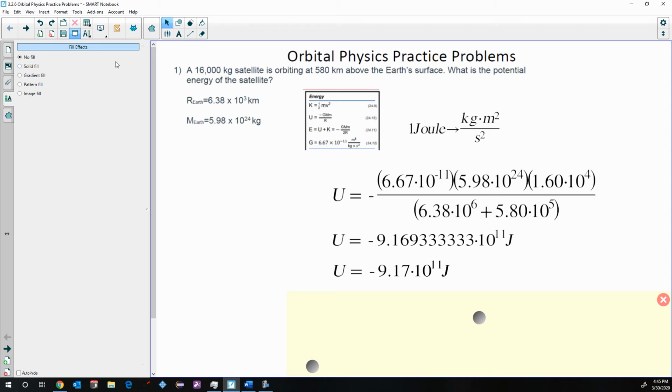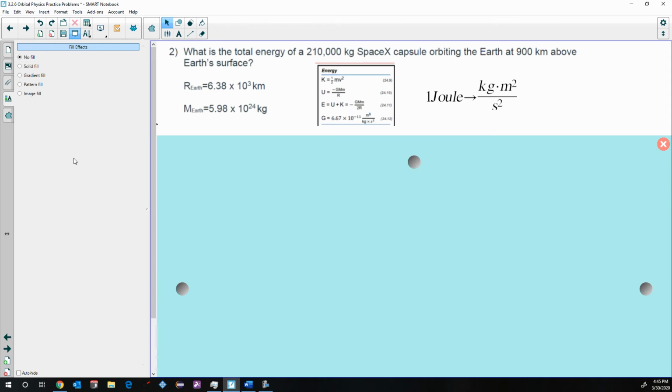All right, then the next problem. It says we want the total energy of a 210,000 kilogram SpaceX capsule orbiting the Earth at 900 kilometers above the Earth's surface. Again, we have the radius of the Earth and the mass of the Earth, which are the same as before, and again our answer is going to come out in joules. To get our total energy, we need our potential energy U plus our kinetic energy K. We can plug into both of these equations, add them together, and get our total energy.